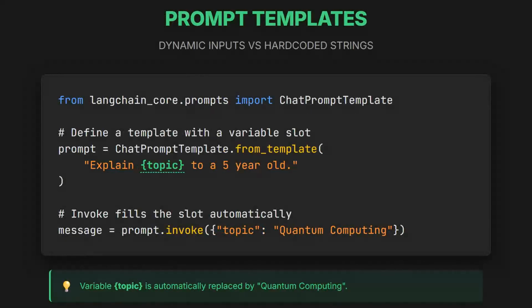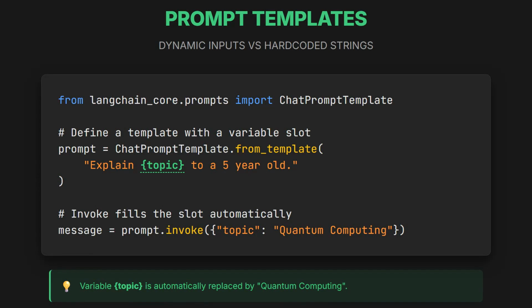In the real world, you rarely hard-code your prompts. You want them to be dynamic and reusable. This is where prompt templates come in. Instead of messy string concatenation, we use ChatPromptTemplate. Notice the syntax here. We use curly braces to define a variable, like {topic}. When we call .invoke, we simply pass a dictionary with the value for that variable.